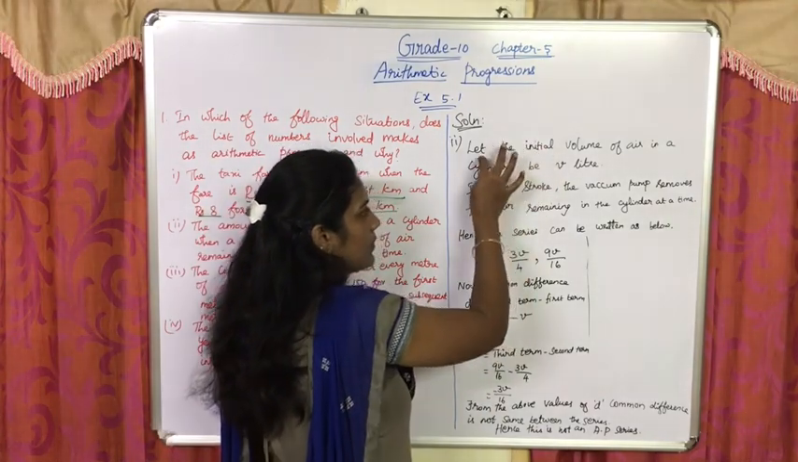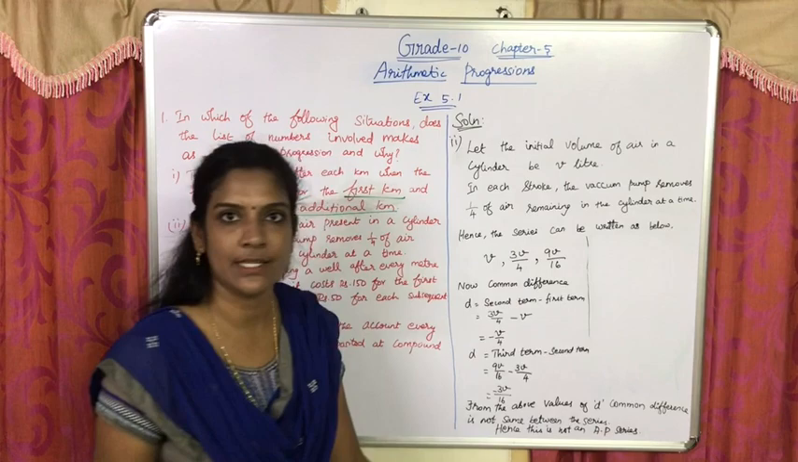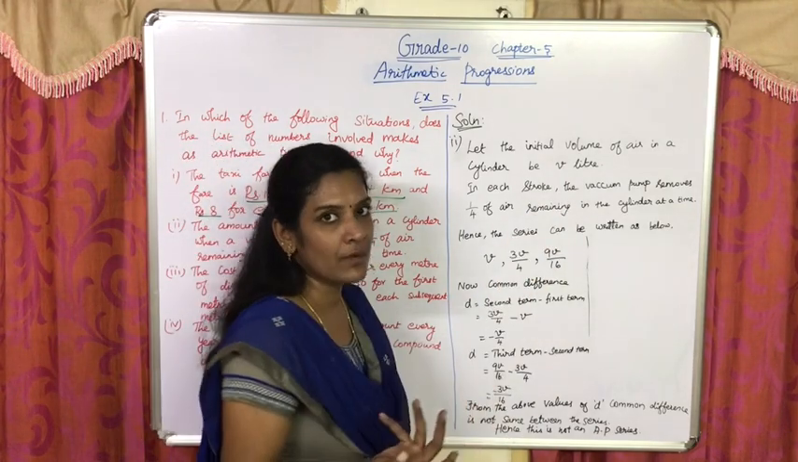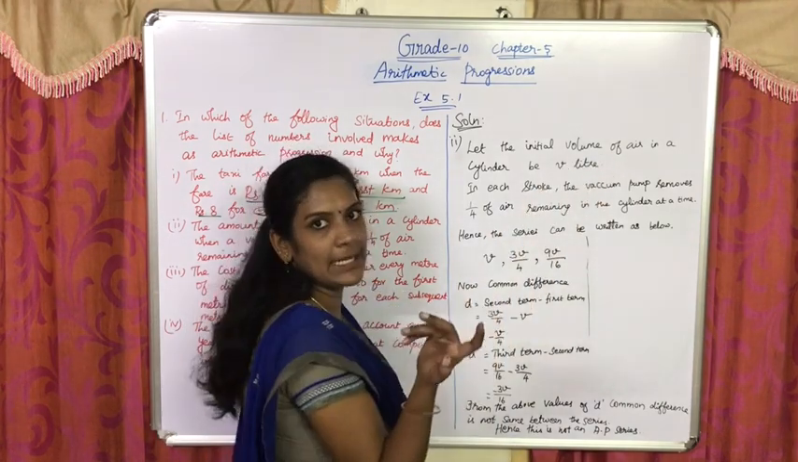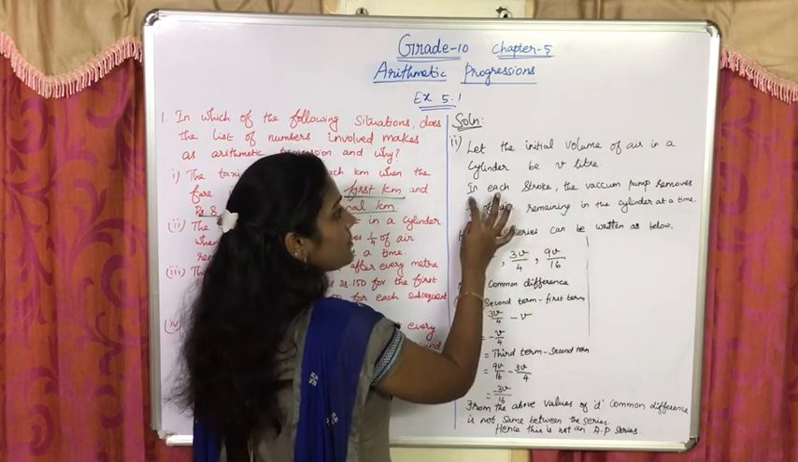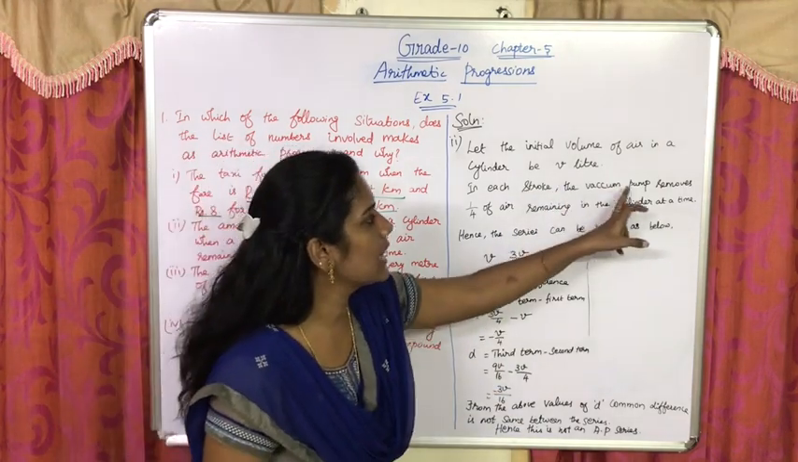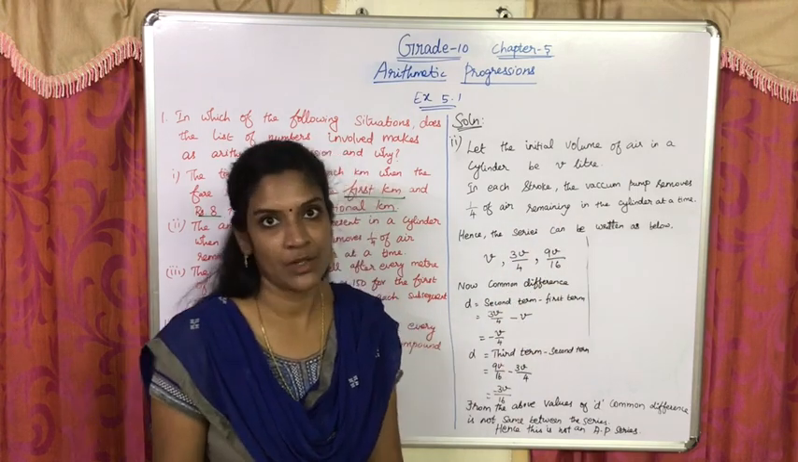So first, let the initial volume of air in the cylinder be V liters. I am assuming it as V liter; you can substitute any variable here, any alphabet. I am taking it as V for ease. In each stroke, so each time I am pressing, the vacuum pump removes 1/4 of the air remaining in the cylinder at a time. Clear?